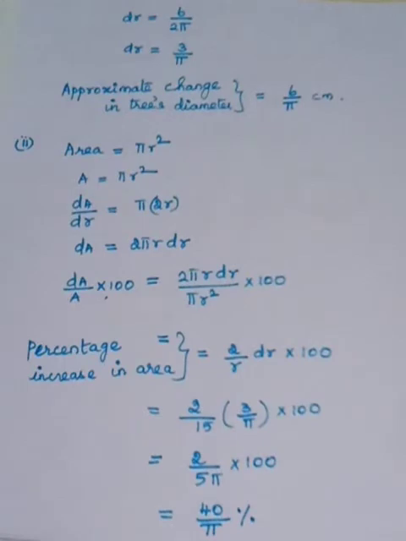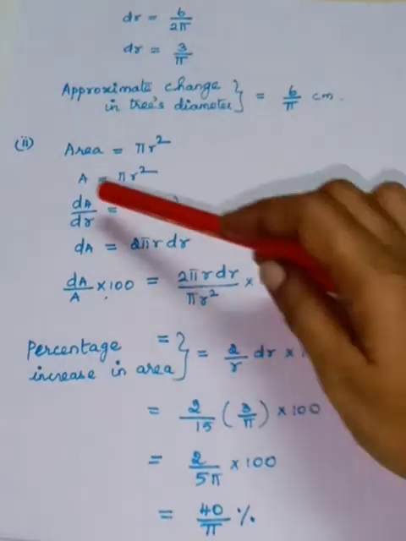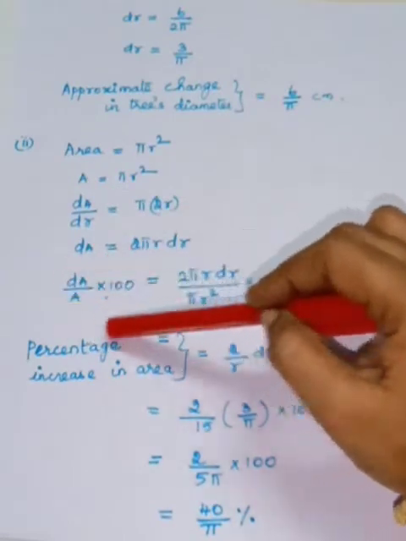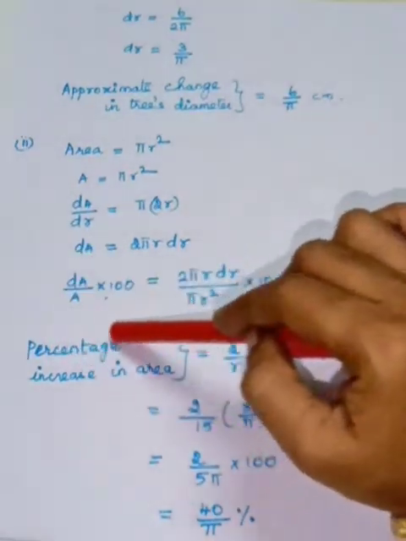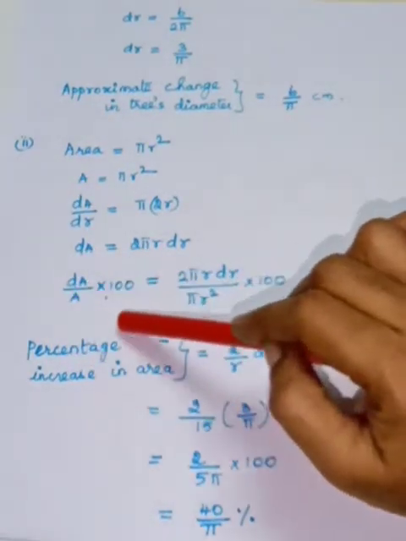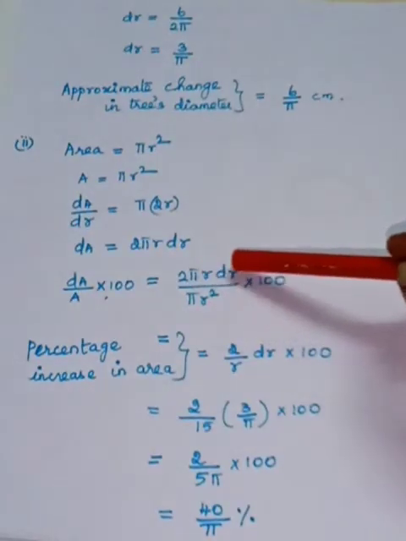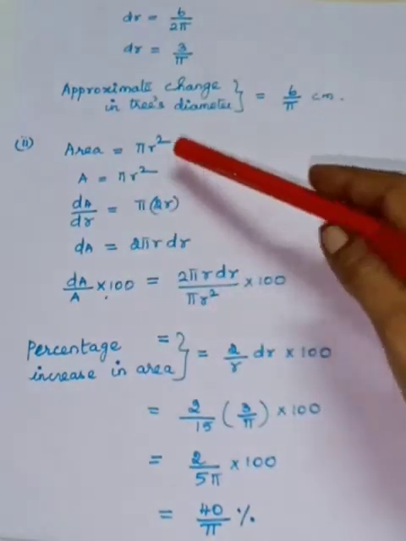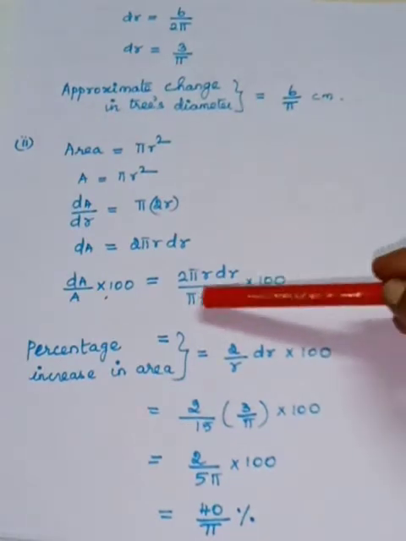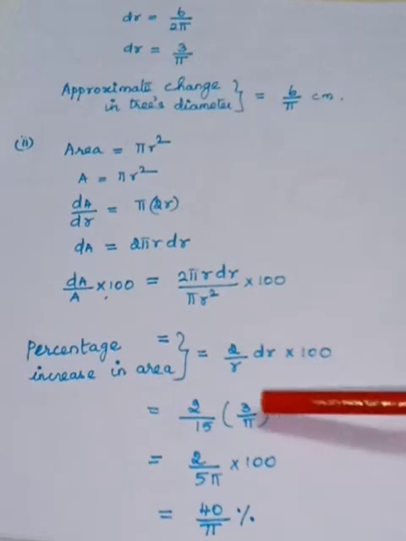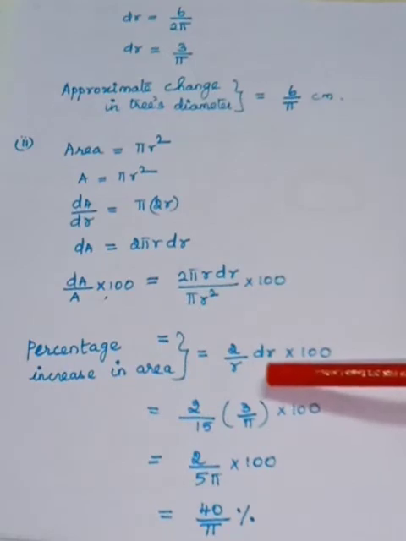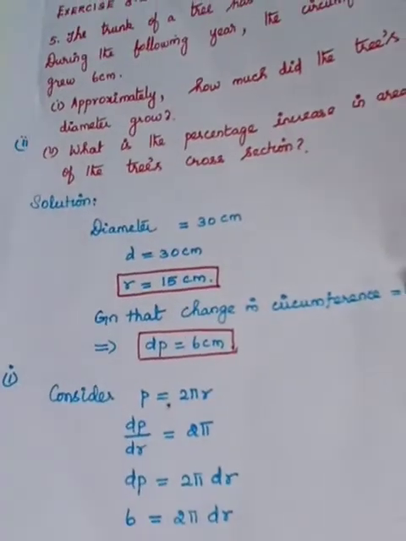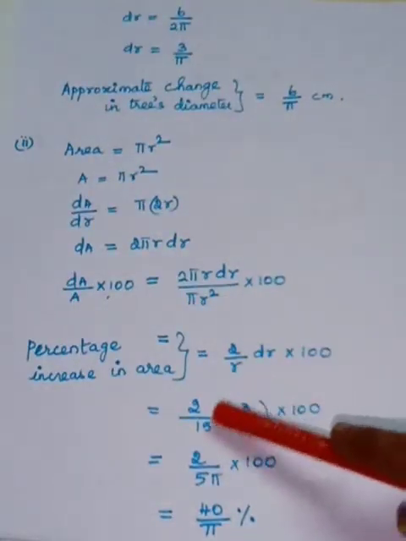What is asked? Percentage increase in area. So area is denoted as A. The percentage increase is denoted by dA by A into 100. This is the percentage increase in area. So what is dA? 2 pi r into dr, divided by A. What is A? It is pi r squared, into 100. So pi gets cancelled, one r gets cancelled. You get 2 by r into dr into 100. What is r? R is nothing but the radius. The diameter is given as 30 centimeters. Now the radius is 15 centimeters. So r is equal to 15.